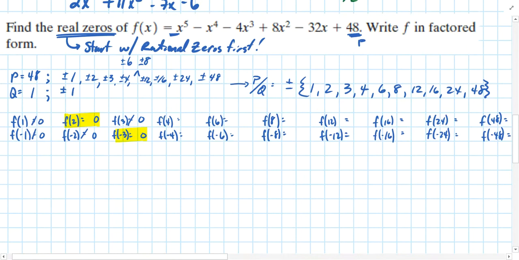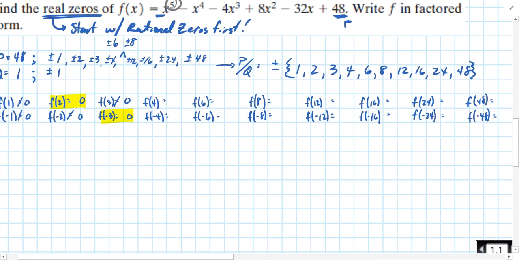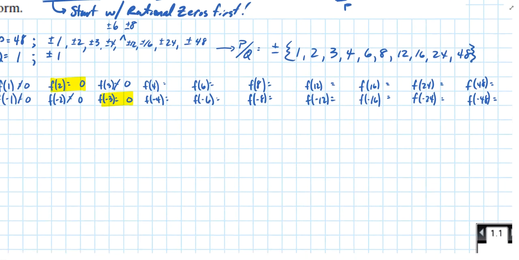Now, I may not have to go through this entire list because, again, there could be at most 5 zeros. I found 2 of them already. Let's see if we can find the other 3. If we find the other 3 before we reach the end, then there's no need to test the others. So I'm going to move on to the rest now.